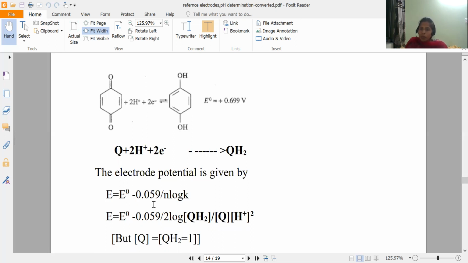What is the R value? 8.314. T value at room temperature is 298 Kelvin. F is the Faraday constant, that is 96,487 coulombs. By substituting these three values, we will get this Nernst equation, which is called the Nernst equation at room temperature. That is, E is equal to E naught minus 0.059 by n log K.